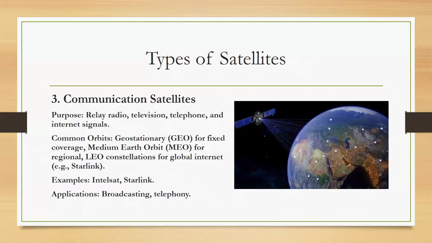Then we have the third class of satellites, which are the communication satellites, mainly for communication. So these are the ones like when we are making phone calls to distant places, the signals sometimes have to be routed through satellites. So these kind of satellites are called communication satellites.